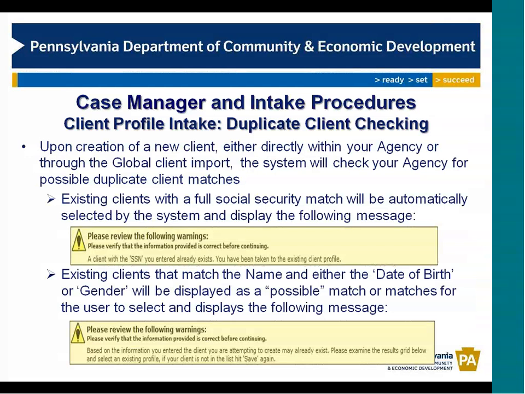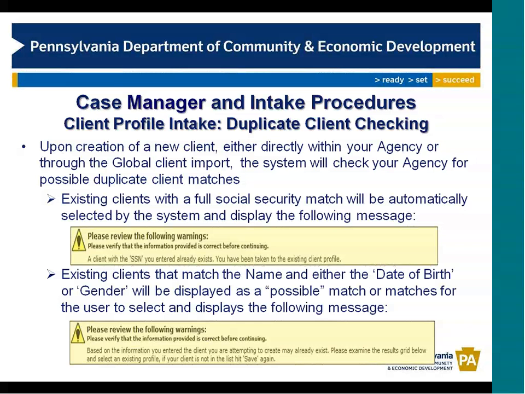However, the system still does have duplicate client checking during the client creation stage. The system will check your agency. It'll go through whatever information you've entered and try to find another match within your agency, and it can return with 2 different matches, either a full match or what we call a possible match.